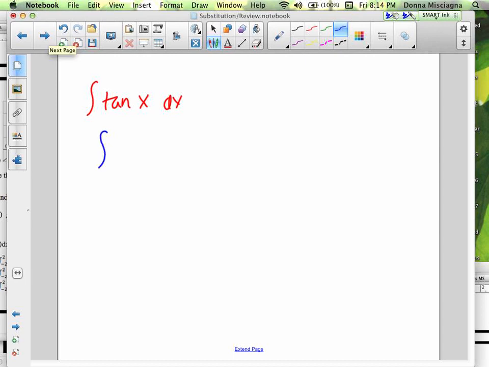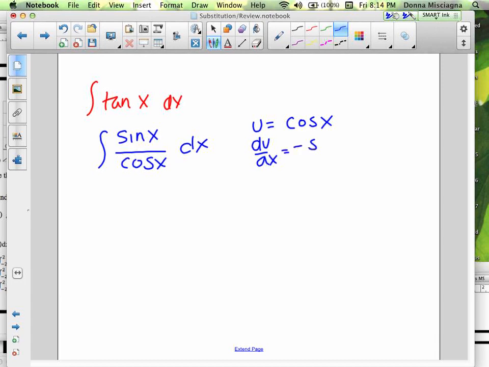I can rewrite tangent as sine x over cosine x. And guess what? Now this is a substitution because I have a function and its derivative. Now choose your u wisely. If you've got a function in the denominator, your u should be the function in the denominator. So I'm going to choose my u to be cosine x. And let's take the derivative. So du dx equals negative sine x. Well, other than the negative, I have a sine x. I just don't have the negative.